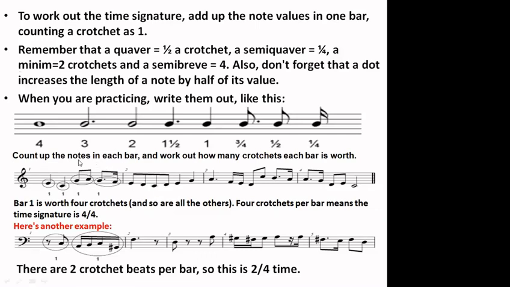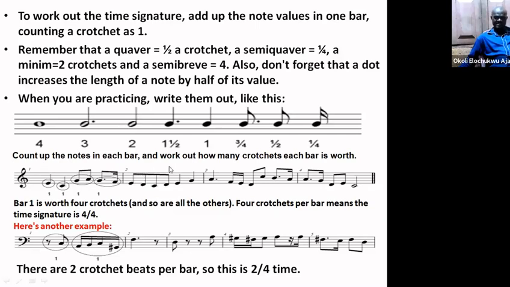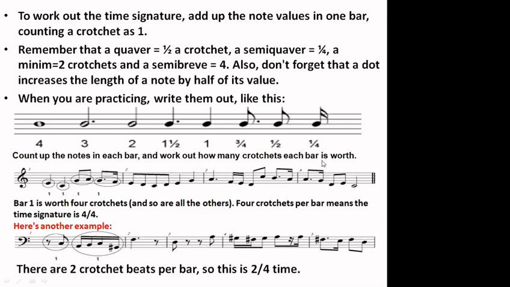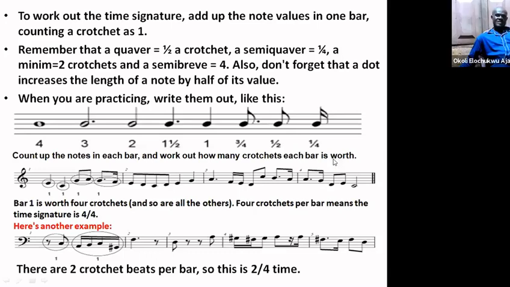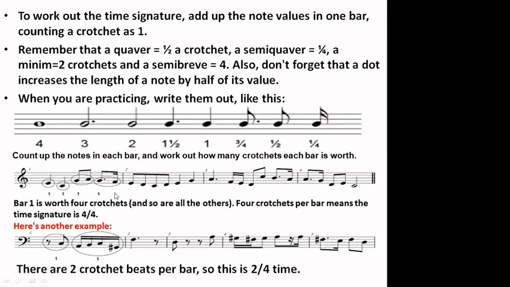So here we are going to count the notes in these bars and work out how many crochets each bar is worth. So this is an example here. The first bar has given us a normal example of what we're looking at. Now look at this now.